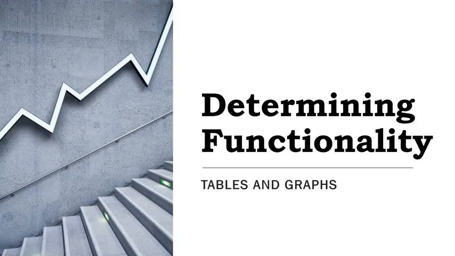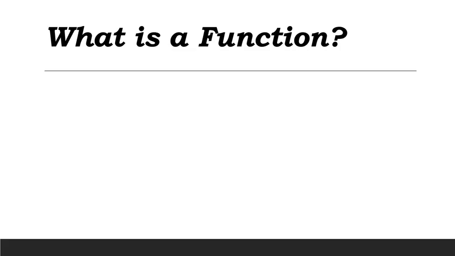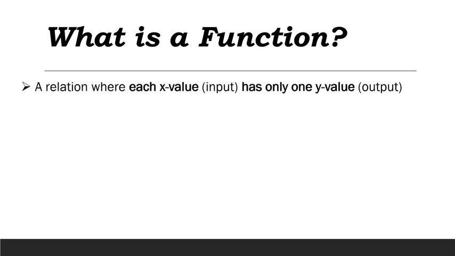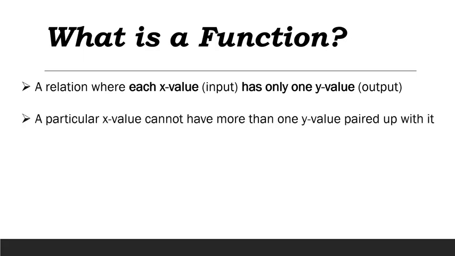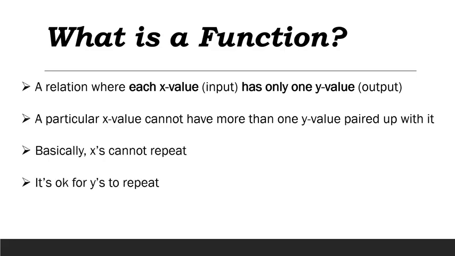This lesson is on determining functionality, and we'll be looking at both tables and graphs. So first, what is a function? A function is a relation where each x value or input has only one y value or output. A particular x value cannot have more than one y value paired up with it if it is going to be a function. So basically, x's can't repeat, but it is okay for y's to repeat.